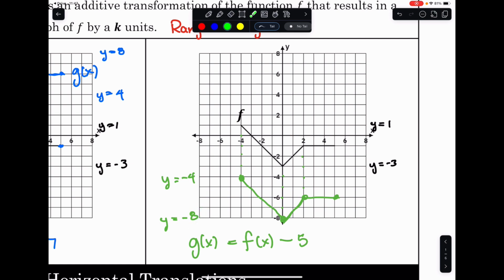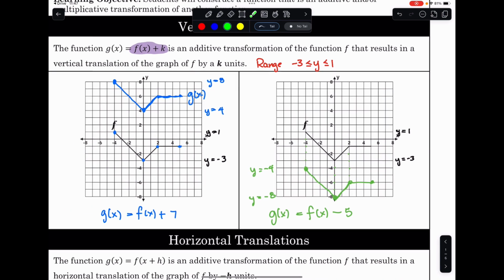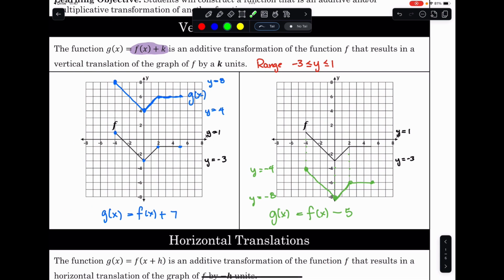So performing these vertical shifts is going to affect the current range of the function and change it to a new value by simply adding or subtracting whatever this number is to the current y values that we have here. So we know the range of this function is this. We can know what the new range of this function g would be by simply adding if it's a positive number and subtracting if it's a negative number to those current y values.